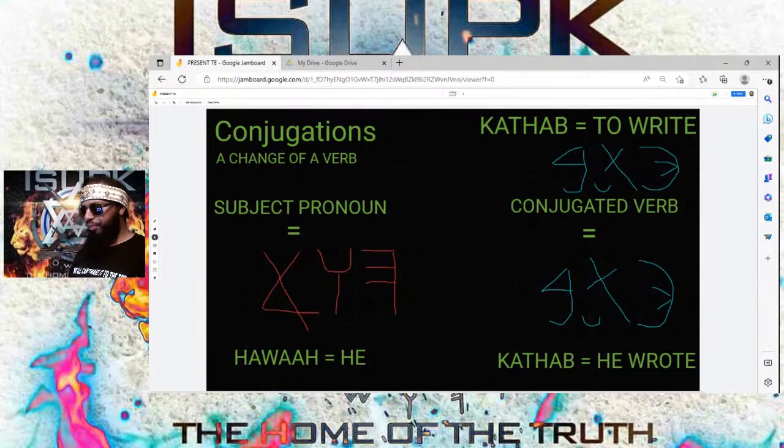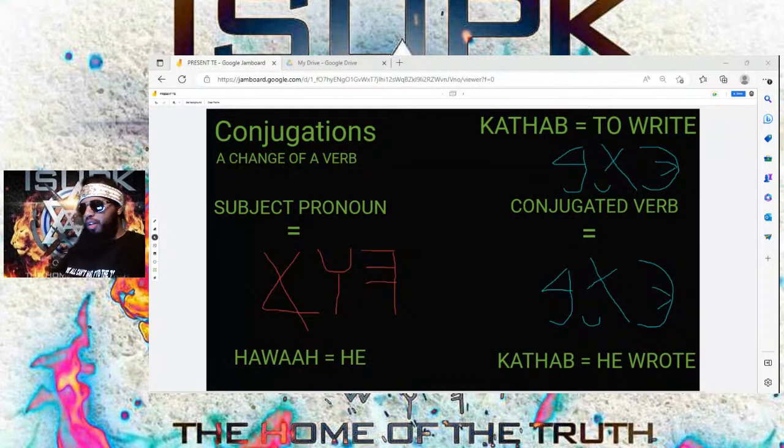So since I got on the board, the brother asked a good question. What would it sound like in the past tense? So it would just be kathab. Okay, it would just be kathab. So happily, when it's in the past tense based on the subject pronoun hawa, you do not have to do anything to it.